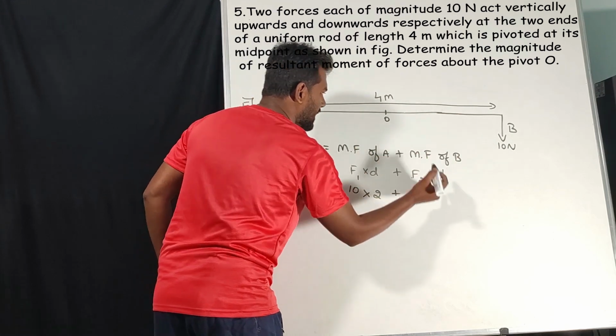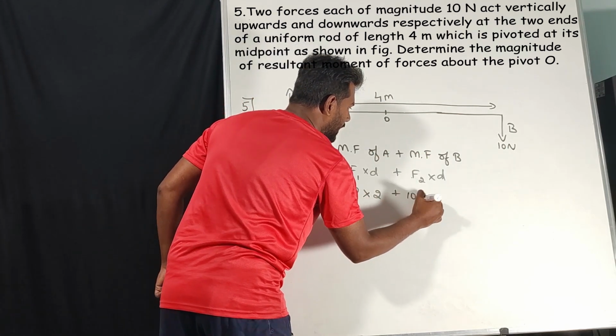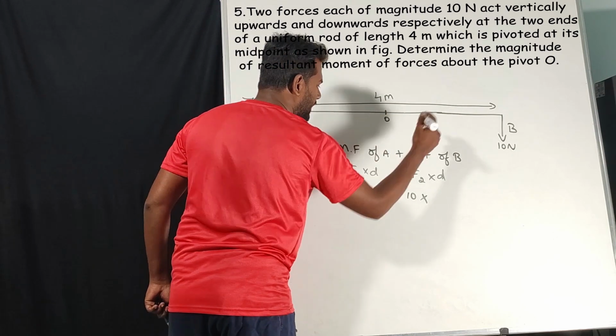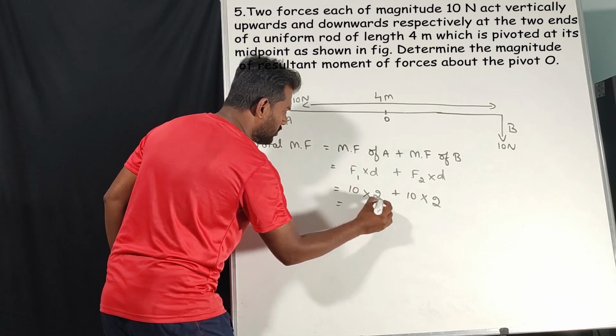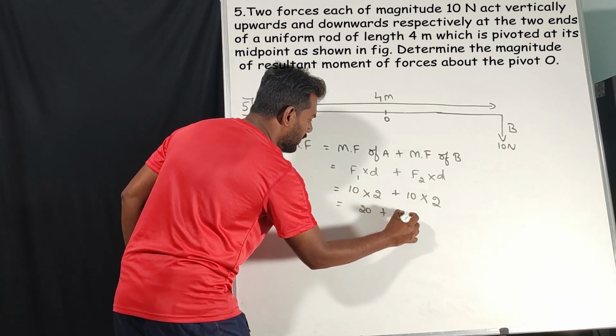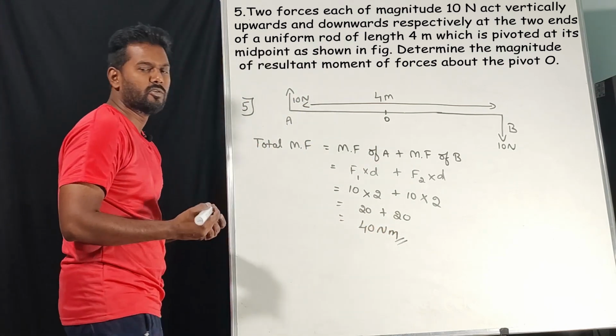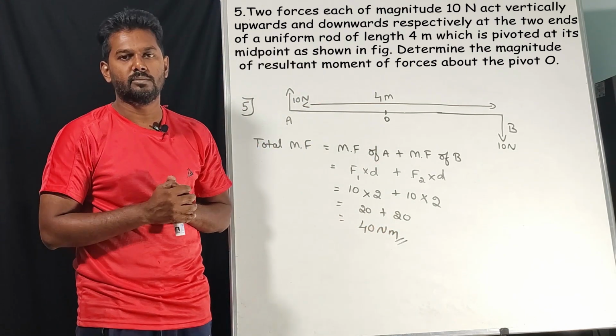Then force F2 is again 10 Newton into perpendicular distance, from here to here it is 2, again from O to B it is again 2. So 10 2s are 20 plus 20. So the total moment of force, or resultant moment of force, is 40 Newton meter.